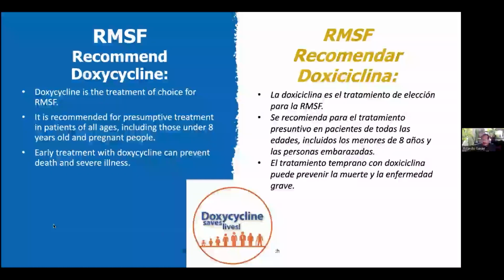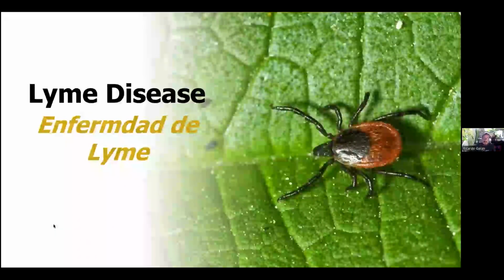So we must pay attention to these early signs and symptoms in order to prevent a deadly outcome. The official medication is doxycycline. It is very accessible, and it is recommended for children of all ages, including under 8 years old, and pregnant women. It is good to initiate as soon as possible if the patient has been diagnosed. Early treatment with doxycycline can prevent death and severe illness. So it is of most importance to pay attention to these symptoms, and also to ticks and their prevalence as a preventive measure.